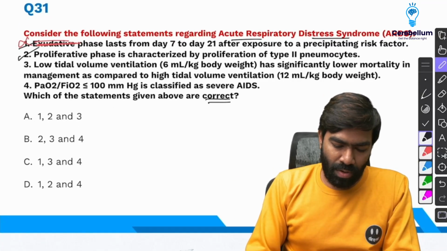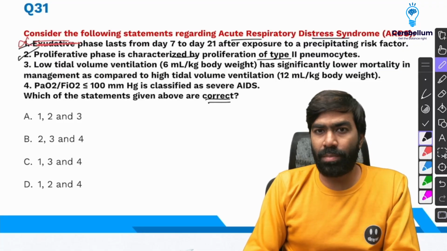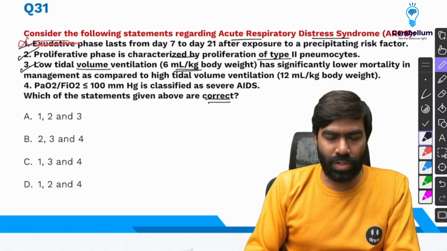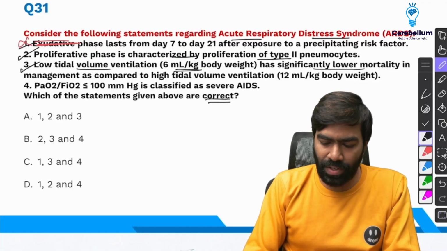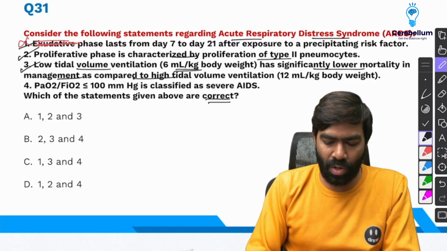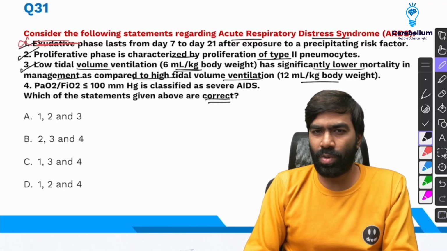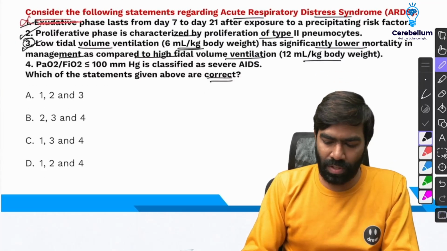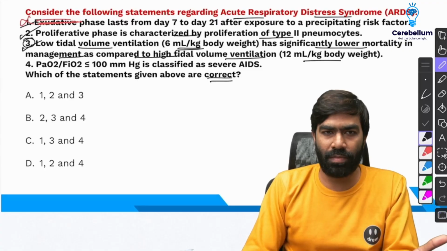Statement 2 states that proliferative phase is characterized by proliferation of type 2 pneumocytes. Correct. Third one, low tidal volume ventilation, that is 4 to 6 ml per kilogram body weight, has significantly lower mortality in management as compared to high tidal volume ventilation. Absolutely correct. In fact, this is one of the proven things in the management of ARDS. It's one of the things that has a very good mortality benefit.